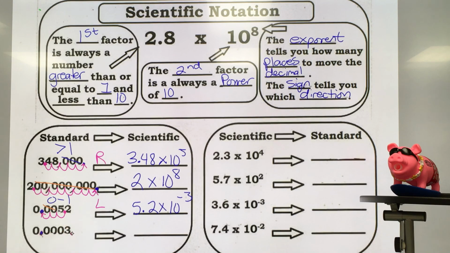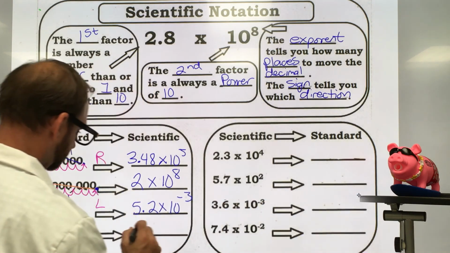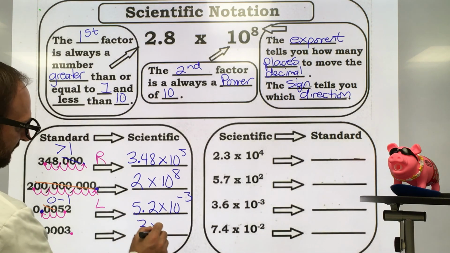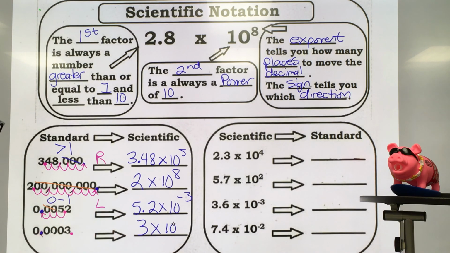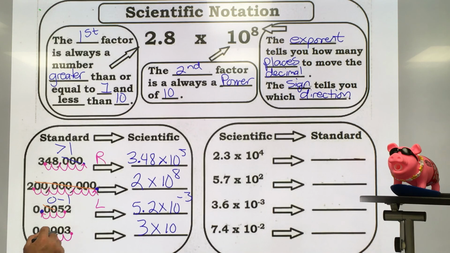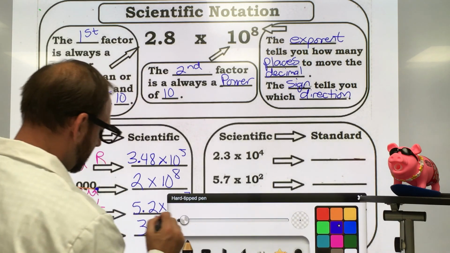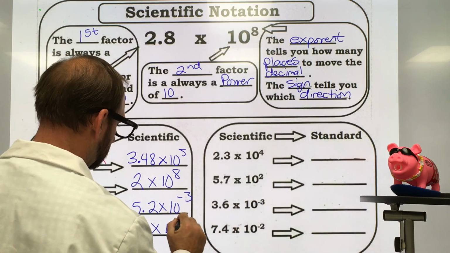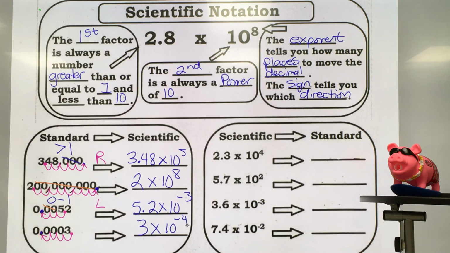Then I'm going to count, so that becomes my first factor, 3. My second factor, a power of 10, will be 1, 2, 3, 4. So it will be negative 4. 3 times 10 to the negative 4.